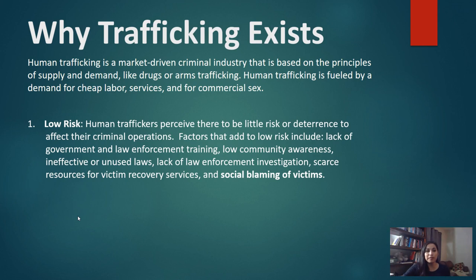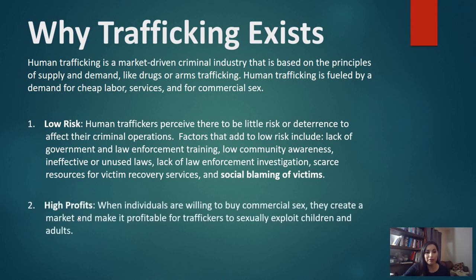Factors that include low risk are lack of government and law enforcement training. So in other words, perhaps law enforcement are unable to identify potential victims. Low community awareness. It could be ineffective or unused laws, lack of law enforcement investigation, scarce resources for victim recovery services, and unfortunately, social blaming of victims.